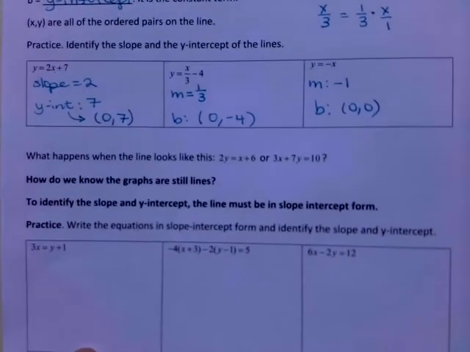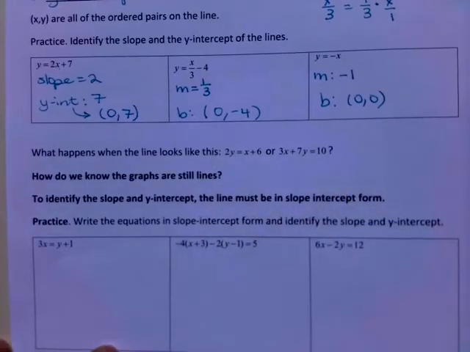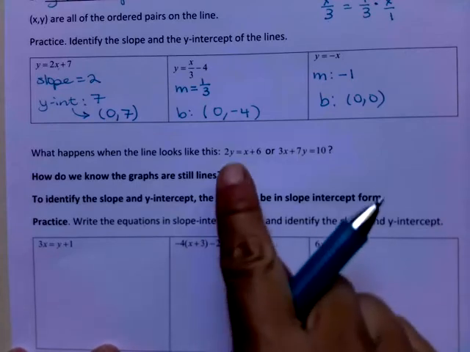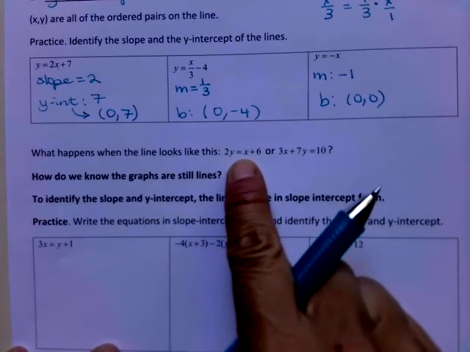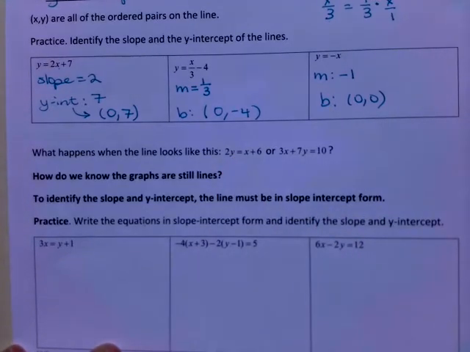Okay, so now what happens if our lines are not automatically solved for y? Well, first off, how do we know the graphs are still lines? And I'll tell you, the way we know is that y is raised to the first power and x is raised to the first power. So neither variable, the x or the y, has an exponent written. That means it's understood to be 1. Note there's no x squared, there's no y squared, there's no square roots. That's what makes them lines.